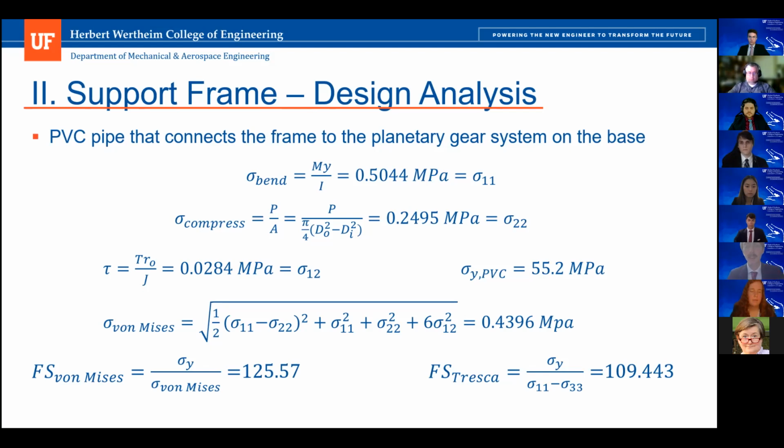With the second area moment of inertia of the PVC pipe calculated as 2.91 times 10 to the minus 7th meters to the 4th, causing a bending stress of 0.5044 megapascals.